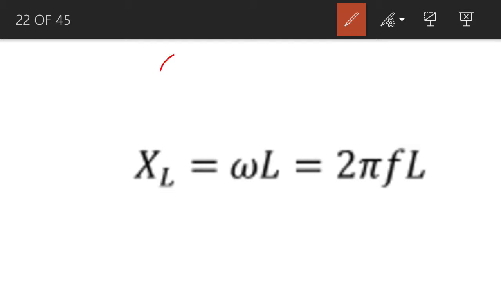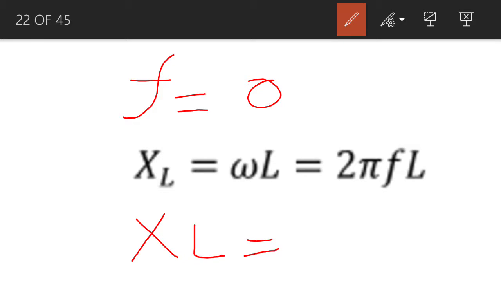If we apply a DC voltage across the inductor, we know that the frequency of the DC voltage is 0. So the inductor does not offer any resistance to the flow of DC current. The inductive reactance of the inductor for the DC voltage is 0.